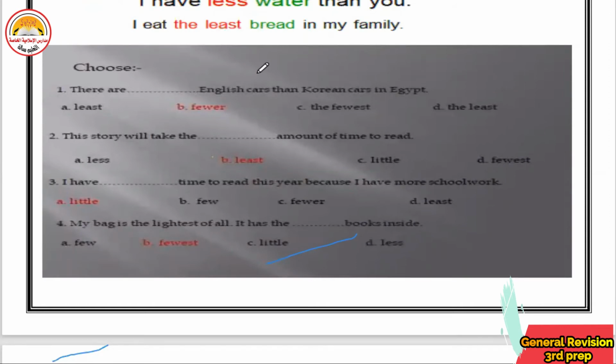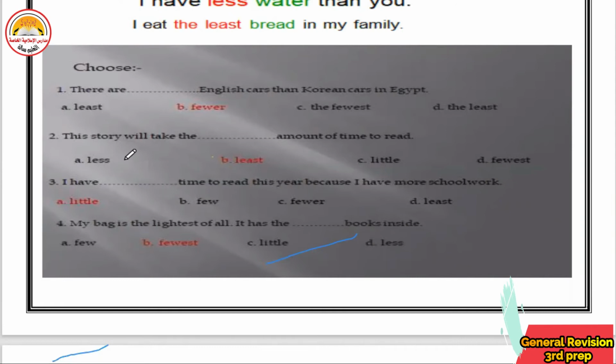Okay. Let's practice on few and less with this exercise. Choose. There are fewer English cars than Korean cars in Egypt. Marwan. Fewer. Very good. Yes, we compare between English cars and Korean cars. Fewer than, when we compare between two things or two persons. Okay, thank you.